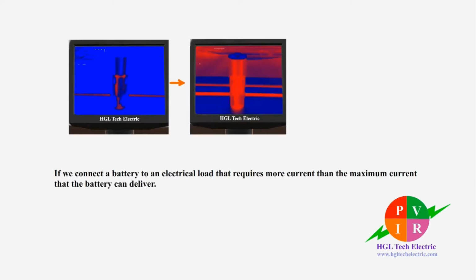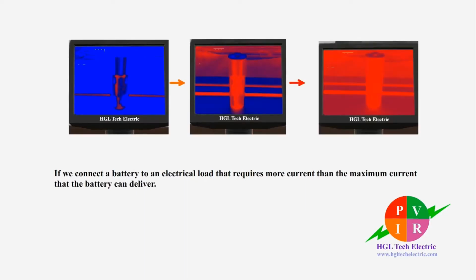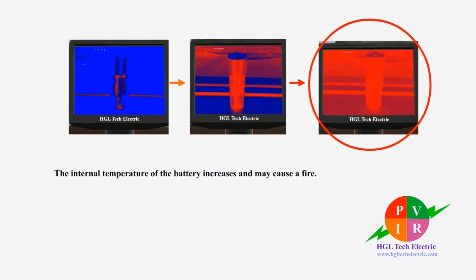If we connect a battery to an electrical load that requires more current than the maximum current that the battery can deliver, the internal temperature of the battery increases and may cause a fire.